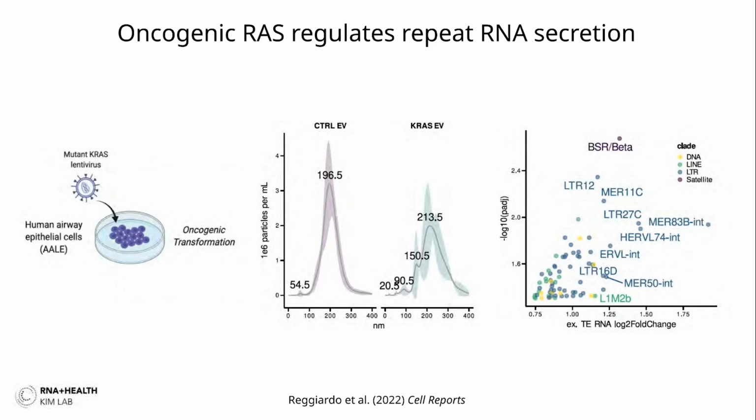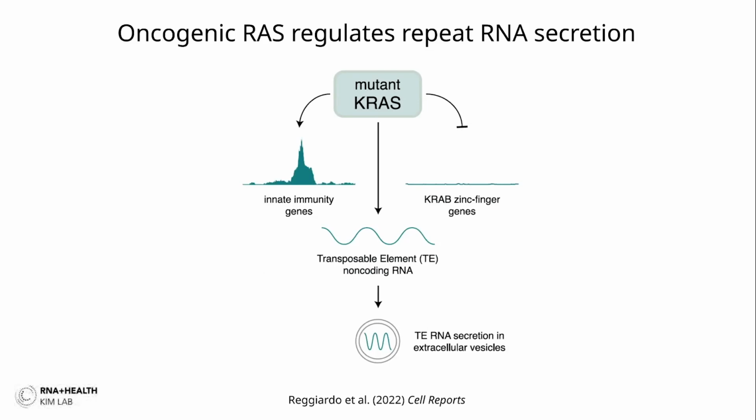And so we saw that a lot of these RNAs were comprised of retrotransposons, or repeat sequences, that are found again throughout the genome. This was really exciting to us because, to our knowledge, no one had really seen that this mutation in KRAS is turning on all of these repeat elements that are then being preferentially secreted in extracellular vesicles.